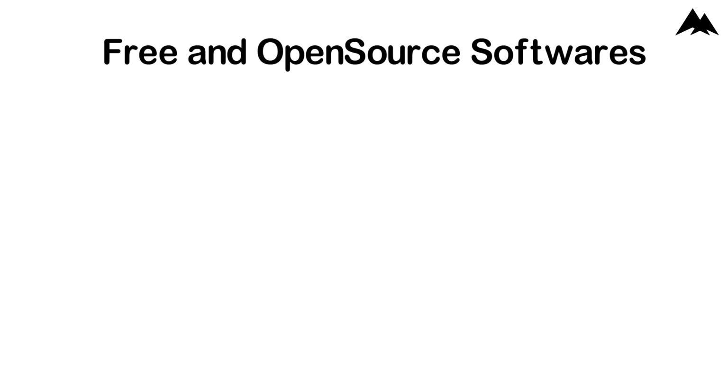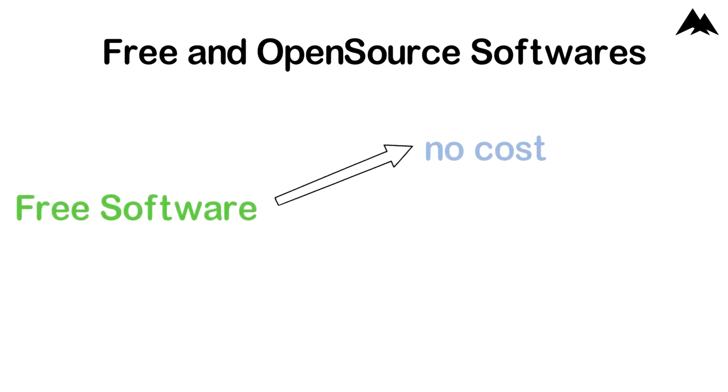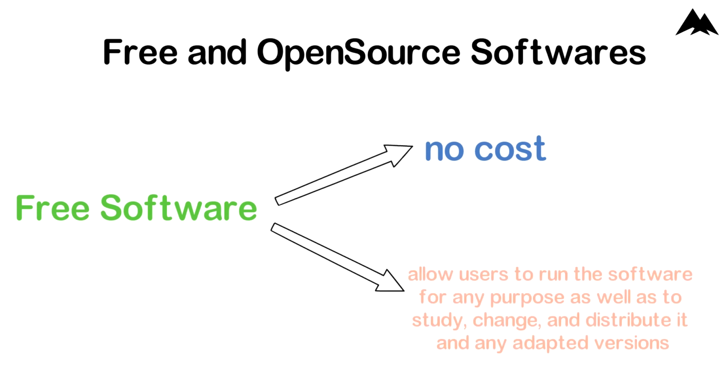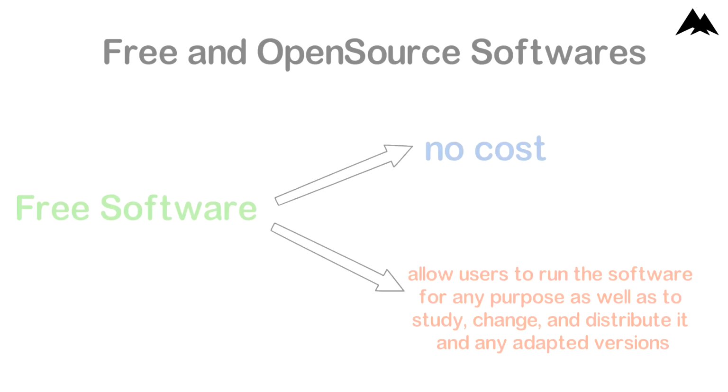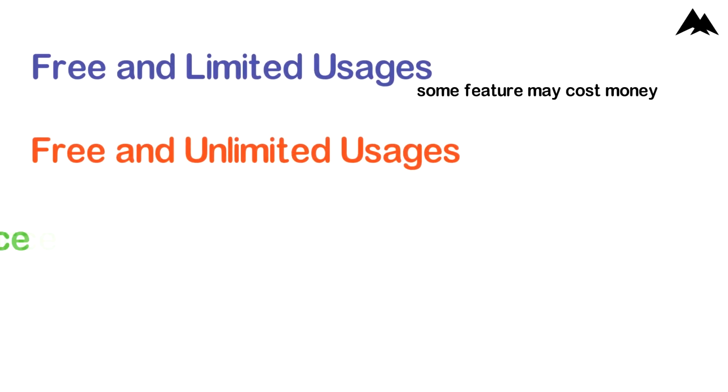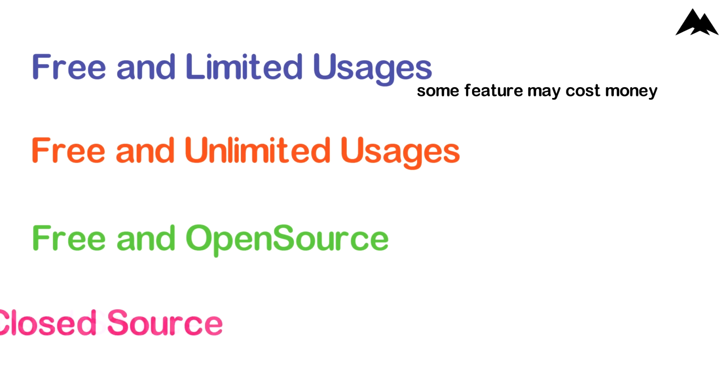Now let's talk about free and open source. As I have already told, free means you do not have to pay, but in the case of free, there are different types of free software: free but limited, free and unlimited, free and open source, and free and closed source.